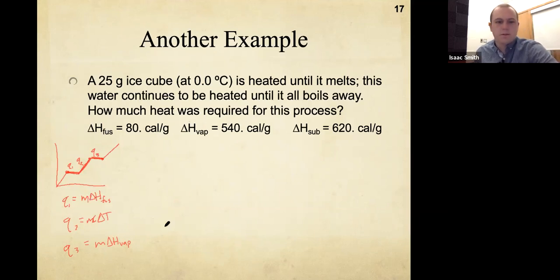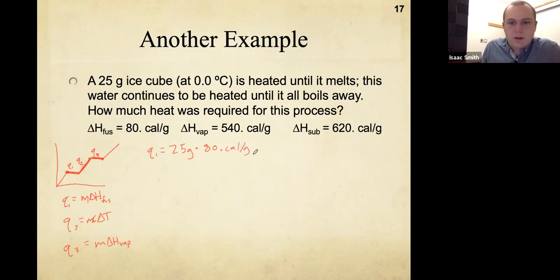Here we go. If we do this first calculation, Q1 equals the mass, which is 25 grams, times the heat of fusion, which is 80 calories per gram. Q2 is going to be the mass, which is 25 grams, times the specific heat of water, which is 1.0 calories per gram degree Celsius. And then we have delta T. If we're going from the melting point up to the boiling point, that would be 100 degrees Celsius.